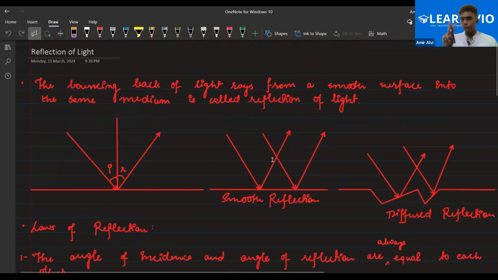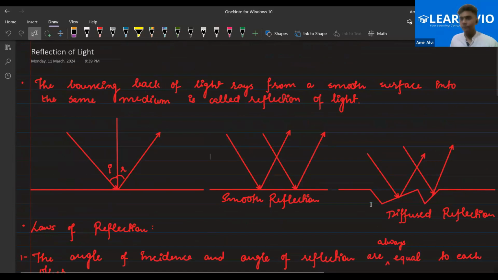So we have two types of reflection. First is the smooth reflection. Second is the diffused reflection. Smooth means the surface is smooth, and if the incident rays are parallel to each other, then the reflected rays are also going to be parallel to each other. Clear? Yes.